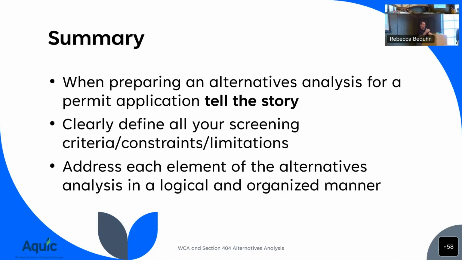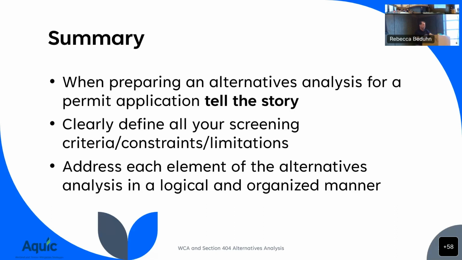Clearly define your screening criteria, constraints, and limitations. That wasn't included on the slide where we went over the elements, and I did that purposely because you don't find anything about screening limitations or screening criteria in the regs. But it is so important from a practicability standpoint to say, here's what I can and can't do, mostly what you can't do. The things that will keep your project from working are the things you have to include. If you don't include them, you'll be asked, why can't you do this? Why can't you do this? If you lay those out clearly, it helps put some bounds on your alternatives analysis.